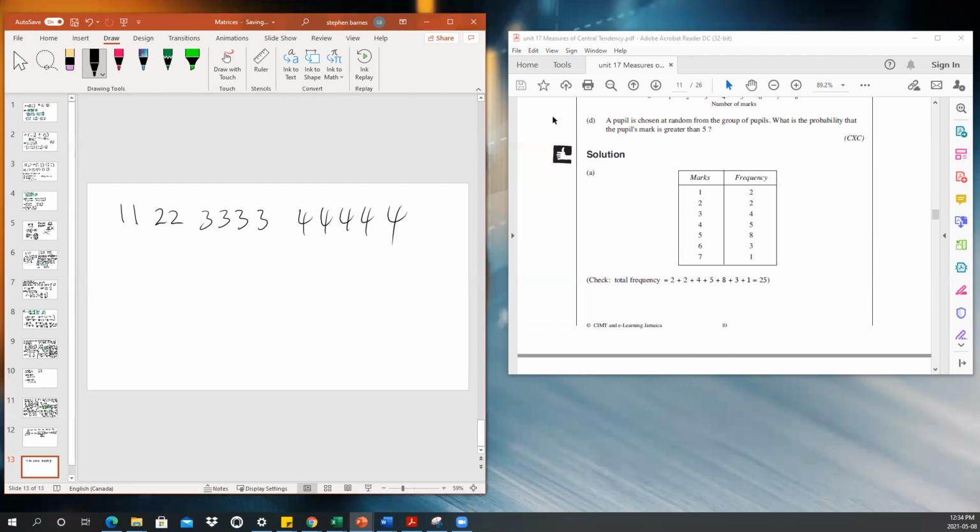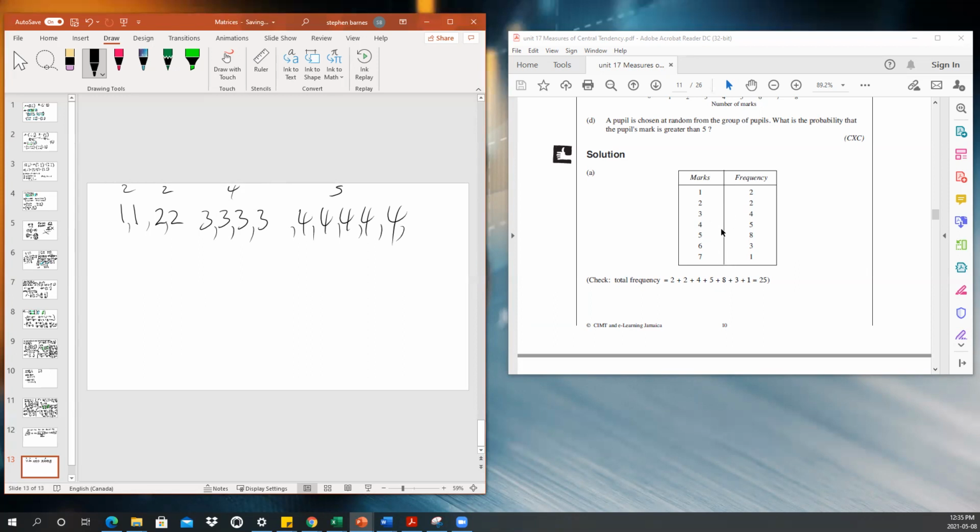All right. So what have I done here? According to this, 1 appears 2 times, so that's why I have 1, 2 times. 2 marks appear 2 times too. 3 marks appear 4 times. 4 marks appear 5 times.